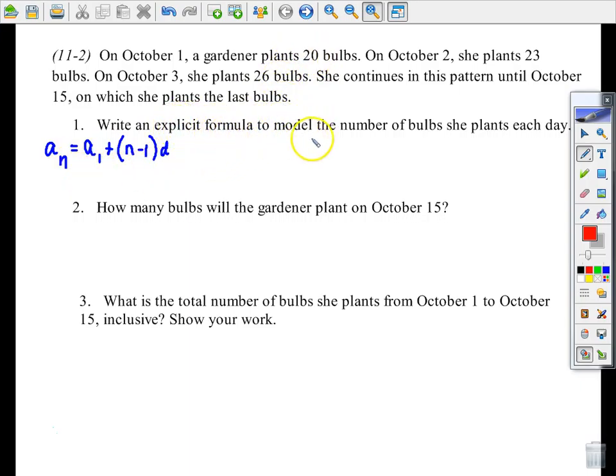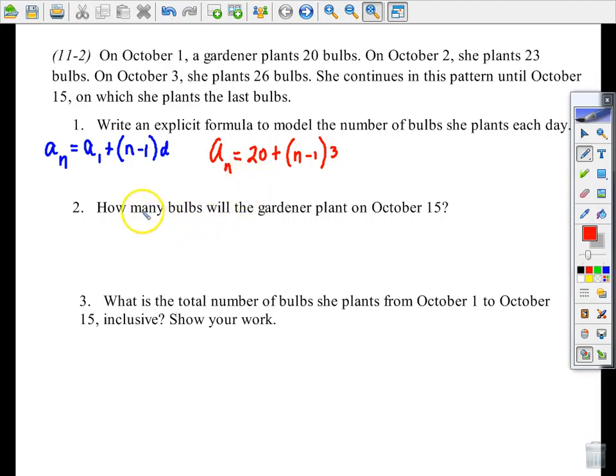Okay, let's plug in the actual numbers for this particular problem. Write an explicit formula to model the number of bulbs she plants each day. That number will be the first term, which is the number of bulbs she planted on the first day, 20, plus n minus 1 times the common difference, which we said is 3. She's planting 3 bulbs each day. So that's our answer for number 1.